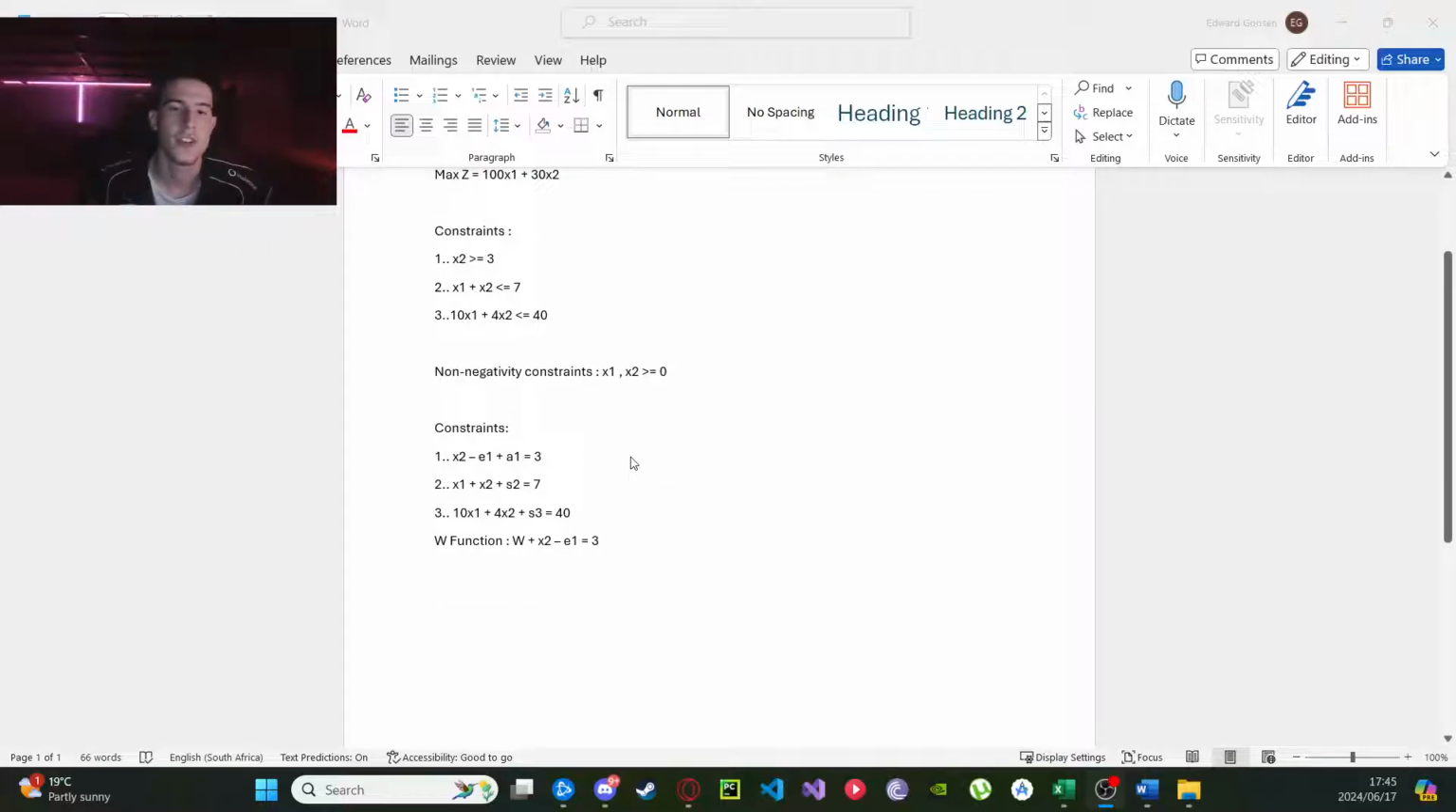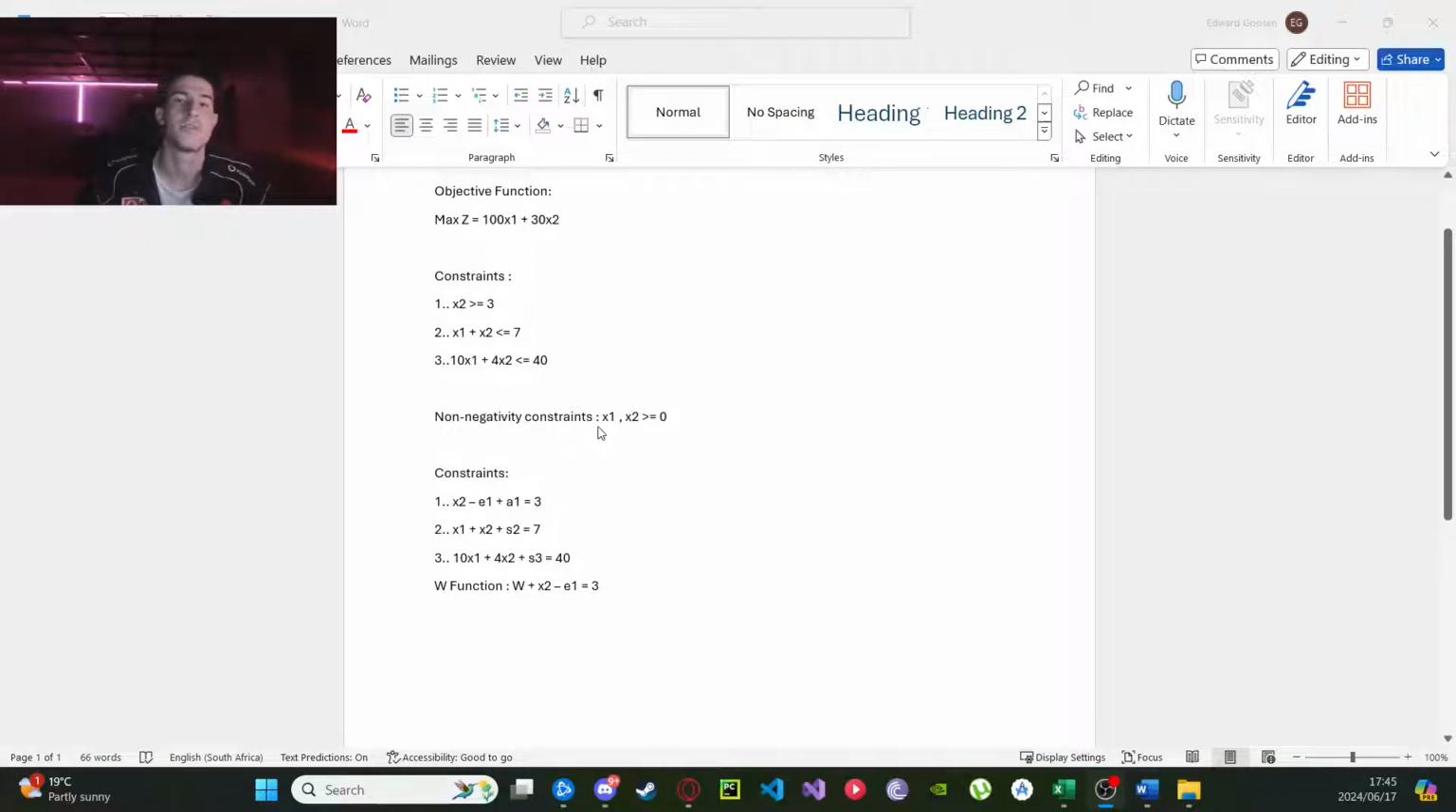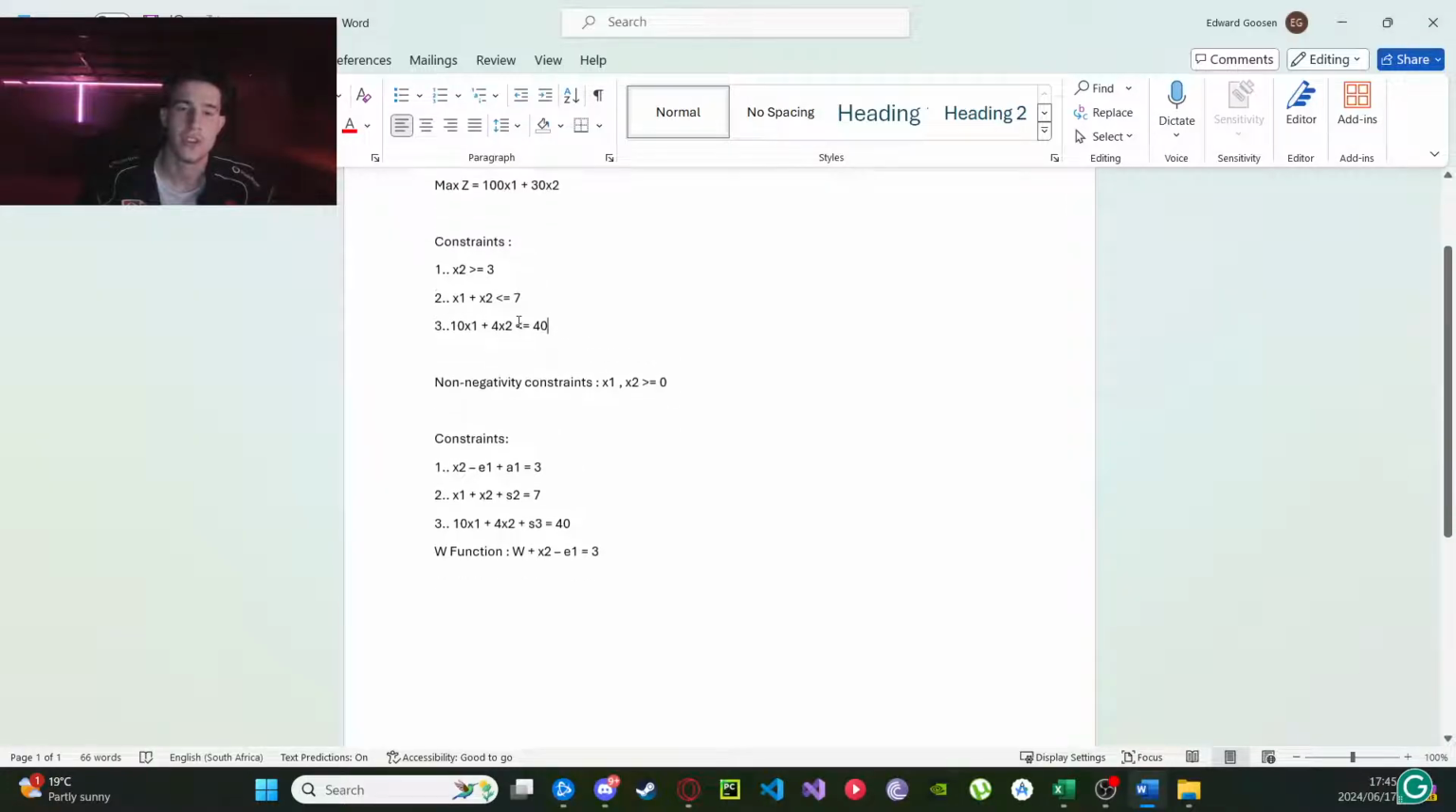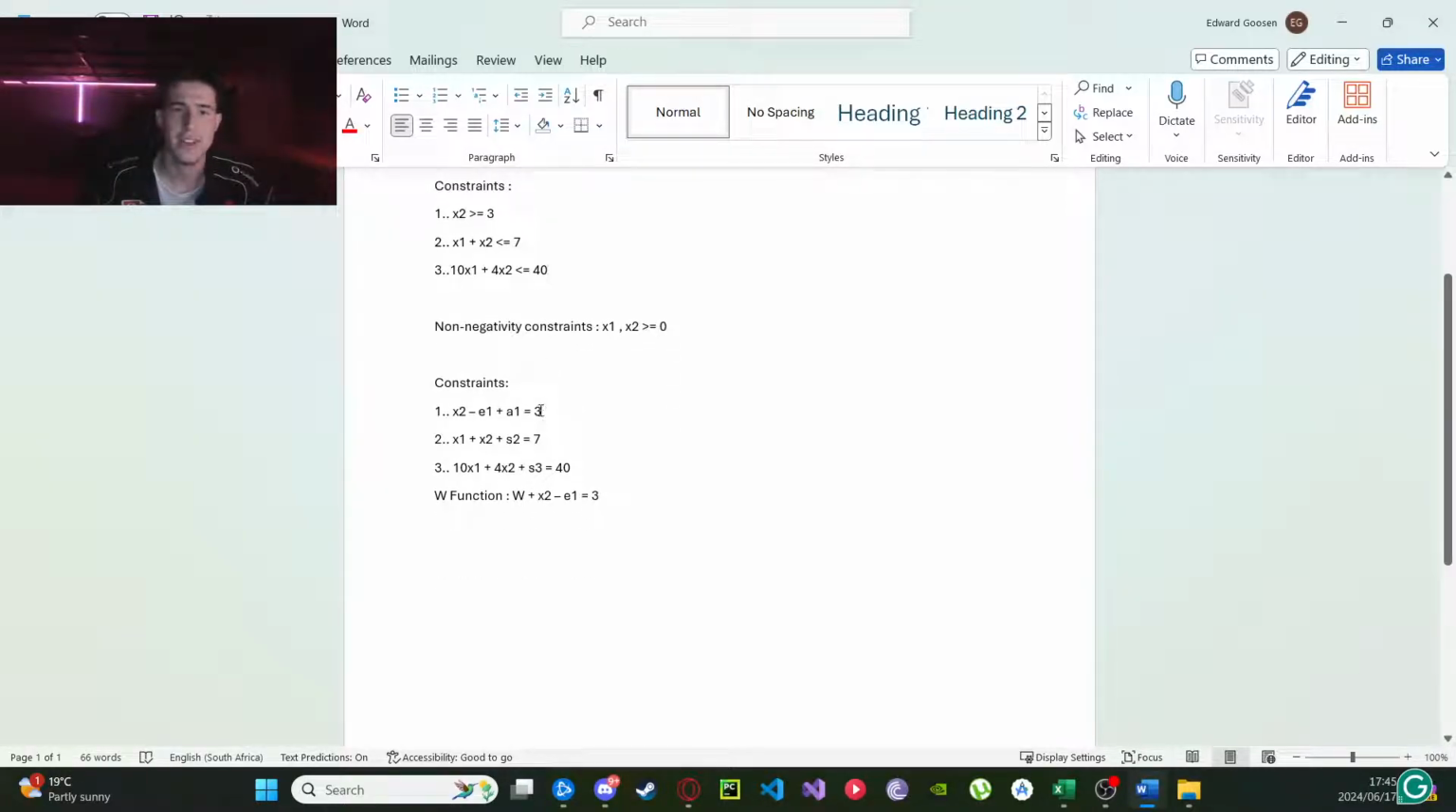When formulating our W function, you need to keep in mind that if there were multiple variables or constraints that were greater than or equal to, we'd have to add them all together to formulate our W function. Luckily, we only have one constraint over here that is greater than or equal to. So all we're going to do is remove the A1 and add a W. So it's going to be W plus x2 minus e1 equals 3. And this will serve as our W function right over here.